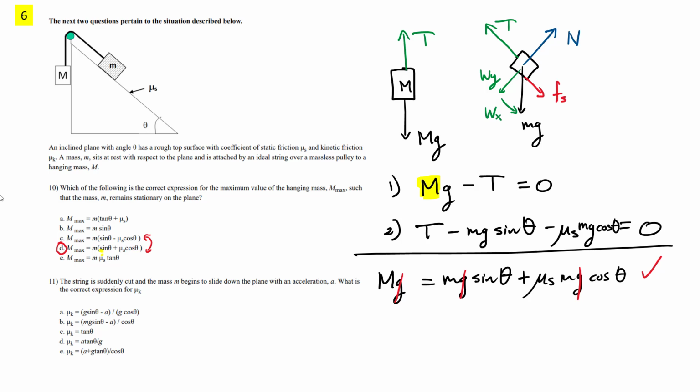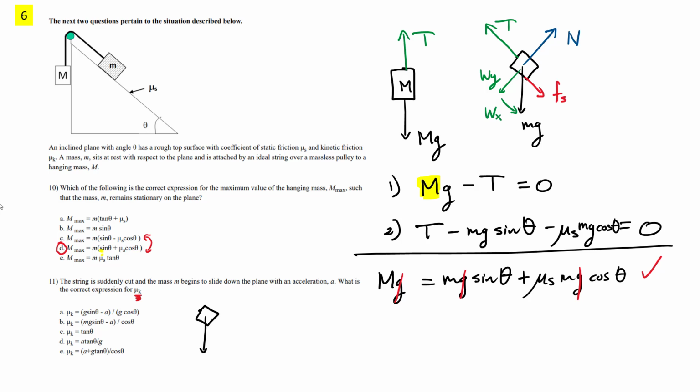All right, question 11 says, the string is suddenly cut, and the mass m begins to slide down the plane with an acceleration a. What is the correct expression for that coefficient of kinetic friction? So if the string is cut, we have to modify our free body diagram. All right, so what I'm going to do is just draw a new free body diagram because it's a completely different situation here.